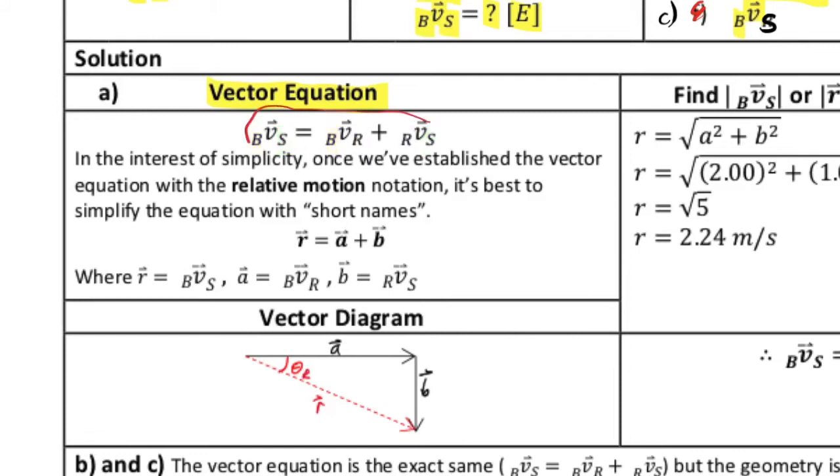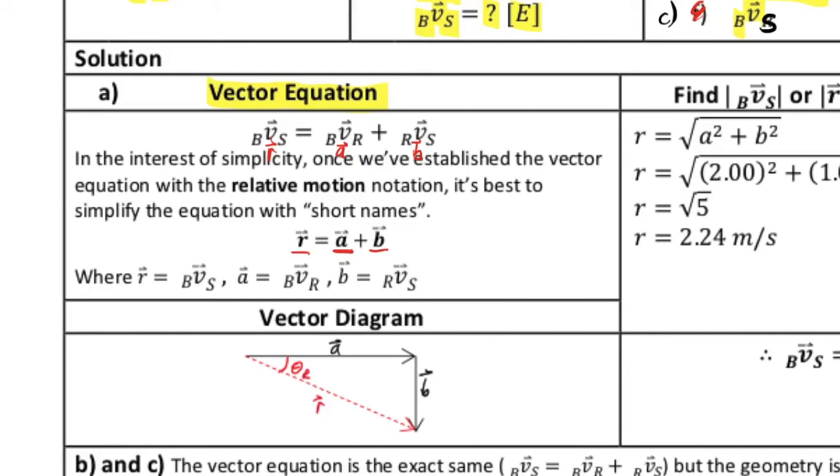Now, the thing about this notation is that it is very effective in terms of building the vector equation, but then becomes quite cumbersome when working with the actual practical vector analysis. So what I like to do is give what I refer to as short names. So for example, BVS is the same as the resultant. And I like to give the first vector in our list, the BVR, the name vector A. And RVS, that would be our vector B. So instead of BVS is equal to BVR plus RVS, I prefer to write it as R is equal to A plus B. It's just a little cleaner to work with.